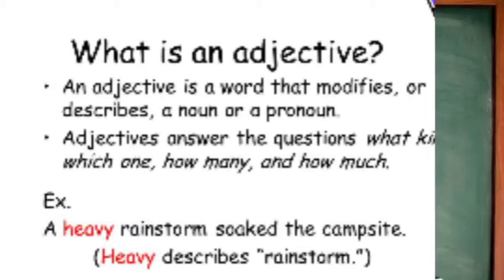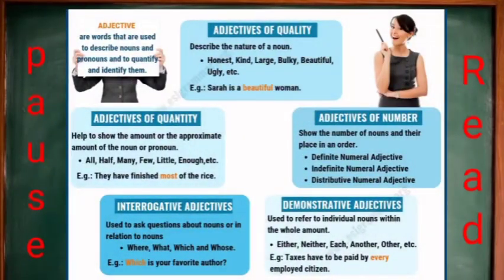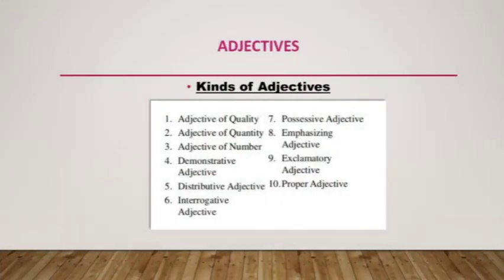Then I have also discussed some kinds of adjectives like adjectives of quality, adjectives of number, adjectives of quantity, and demonstrative adjectives. So I highly recommend you to watch those previous videos for a better understanding of the concept. Now, in today's session, I am going to discuss the remaining kinds of adjectives. Okay, so now let's know about distributive adjectives.